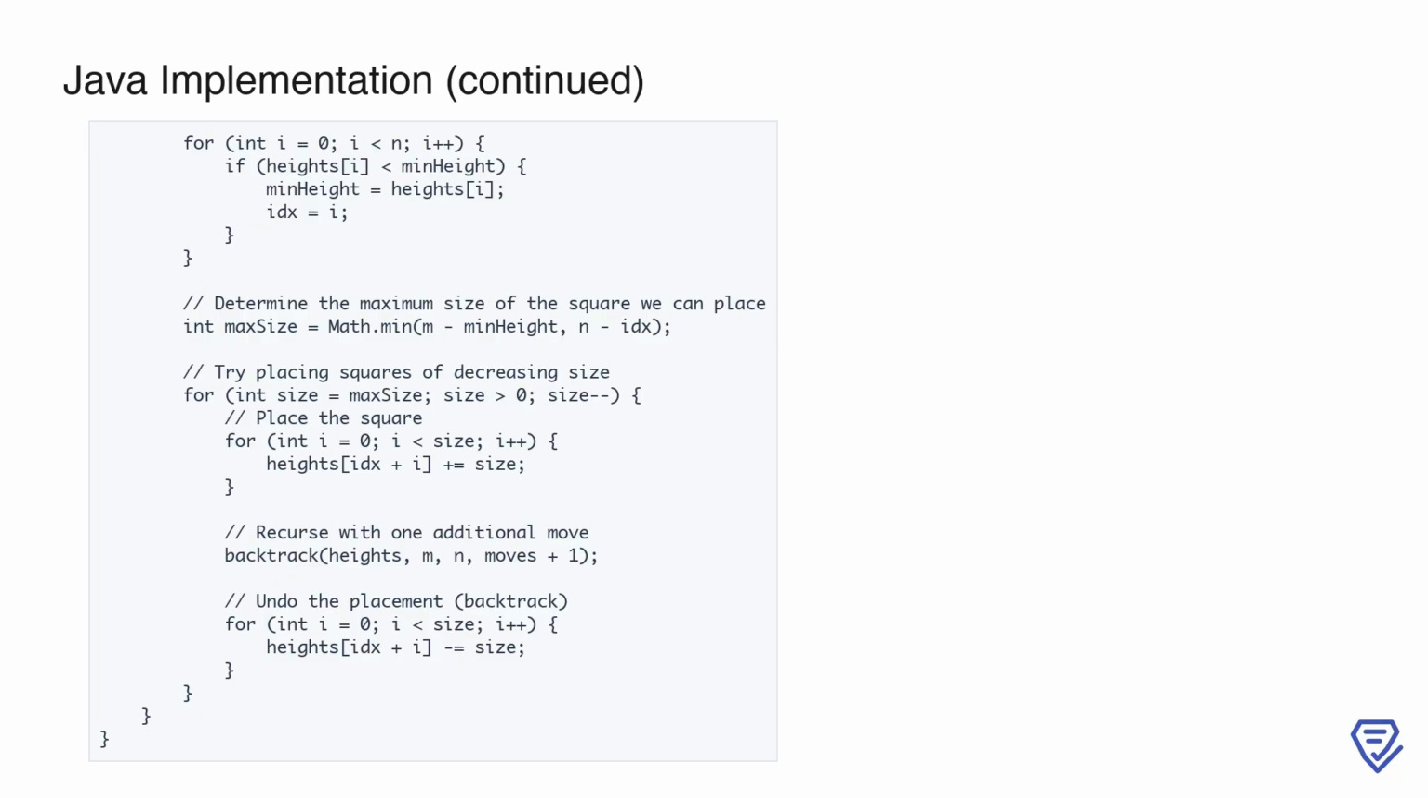After determining the maximum square size, we attempt to place squares of decreasing sizes, starting from the largest possible square for efficiency. For each square size, we update the heights array to reflect the placement by increasing the heights of the relevant columns. Then, we recursively call backtrack with the updated configuration and increment the move counter. After the recursive call, we backtrack by undoing the placement. This is done by decrementing the heights of the affected columns. This ensures that other configurations can be explored. By systematically trying all possible placements and pruning invalid or suboptimal paths, the algorithm ultimately finds the minimum number of squares required to tile the rectangle.